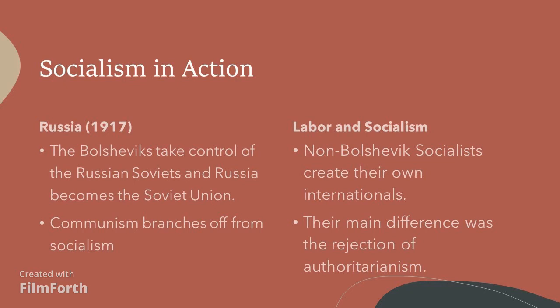So now, by the 1900s, socialism kind of had achieved enough of an influence to start doing things. For instance, in 1917, during the Russian Revolution, the Bolsheviks, which were Marxists, take control of the Russian Soviets, and Russia becomes the Soviet Union. And communism really branches off as a separate thing from socialism, and we'll talk about that difference in a second.